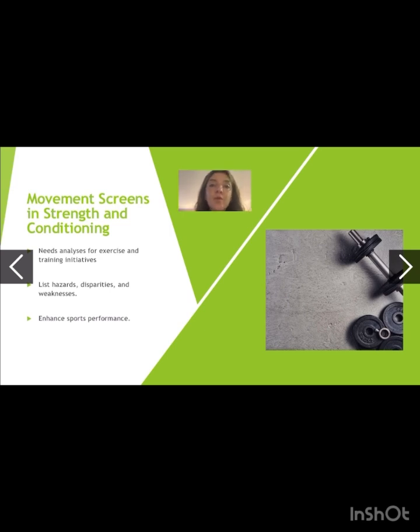Why do we need movement screens in the strength and conditioning world? Well, designing a good training program depends on the movement screens. Eventually, our goal is to improve athletic performance by helping to find any injury risks or asymmetries or defects in the body.